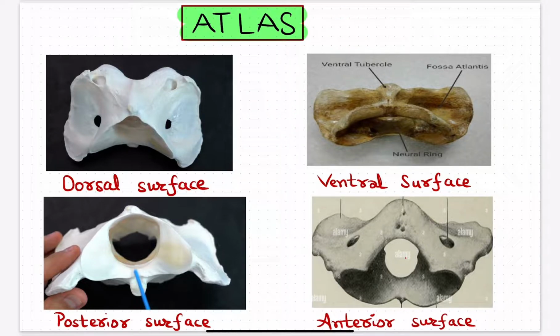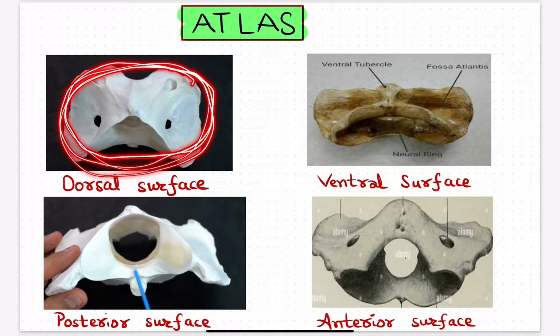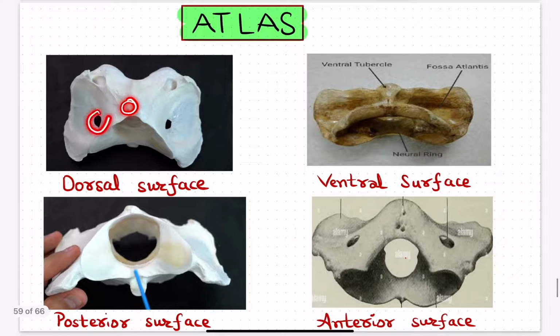Now this is the dorsal surface of the atlas. What is the dorsal surface? It is towards the head, or towards the junction of the body, this portion. What is this? I will tell you all in the upcoming part, but let me tell you here also. This projection is a rudimentary structure of the dorsal spinous process, so it is also known as the dorsal tubercle. This is the dorsal tubercle. Now these are the foramina transversaria.